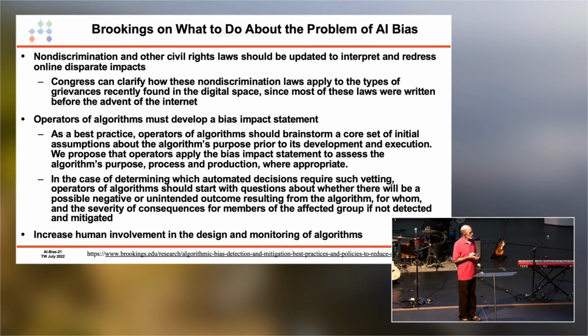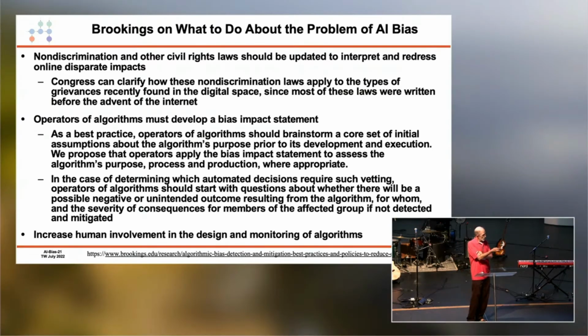Now, the solutions, it's not that easy if it's a wicked problem, right? Getting back to the Brookings Institution report, it's a very good one. This is some of their solutions. They want to update the civil rights laws because those were written before we had the internet and some of the stuff that's going on, as well as the deep learning neural networks. And Congress could clarify these.